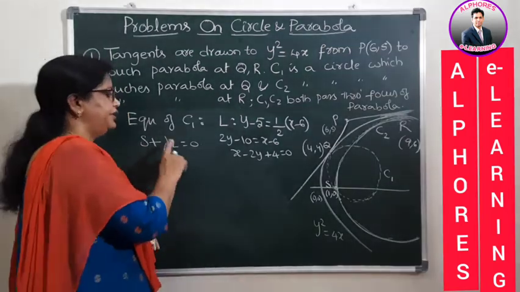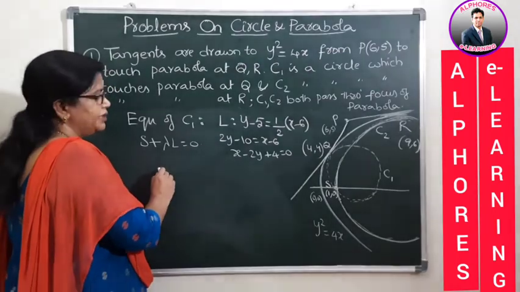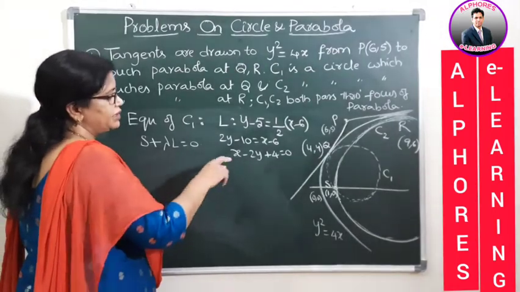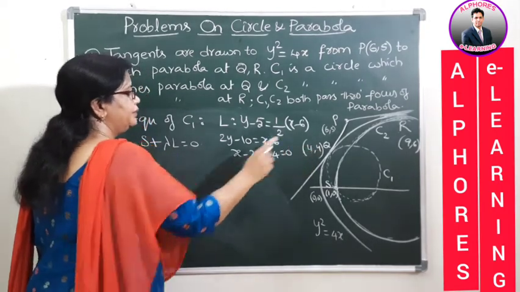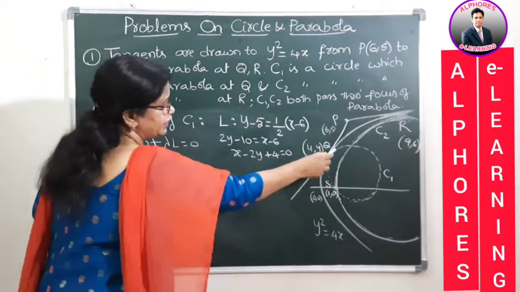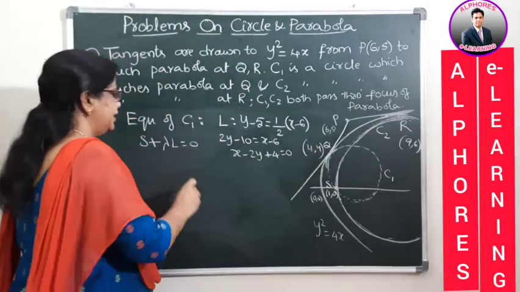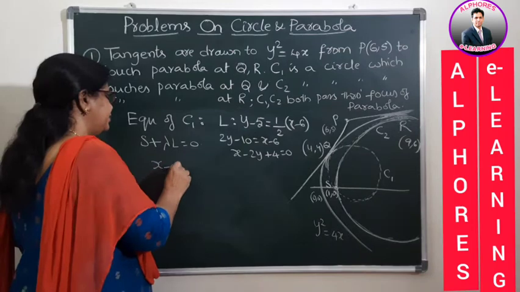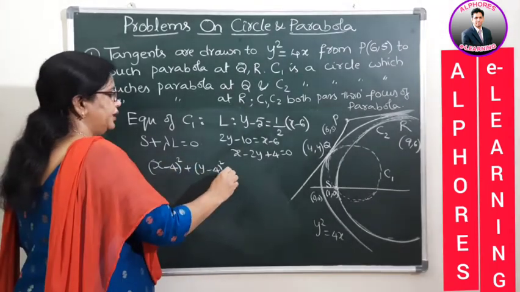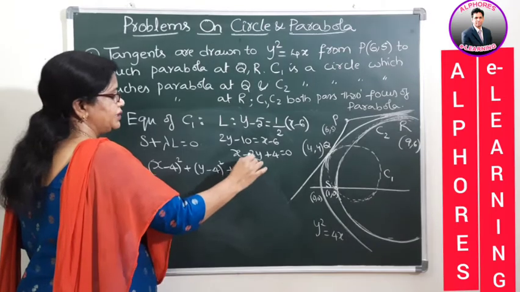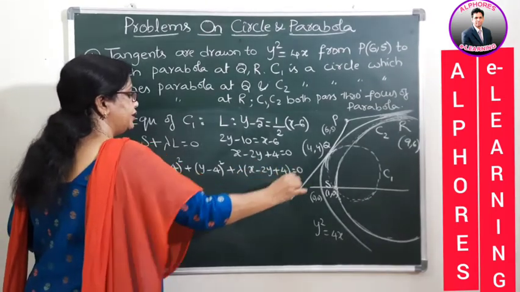Now this is our S value, and this is our L value. Let us write the equation. S means the equation of the circle which is exactly on the point 4 comma 4, because the circle C1 is touching this point. Hence we write (x minus 4) whole square plus (y minus 4) whole square, plus lambda times L, that is x minus 2y plus 4 is equal to 0, right?